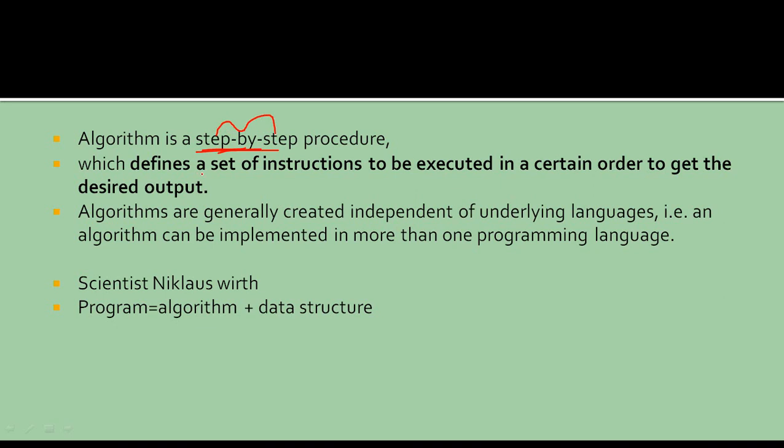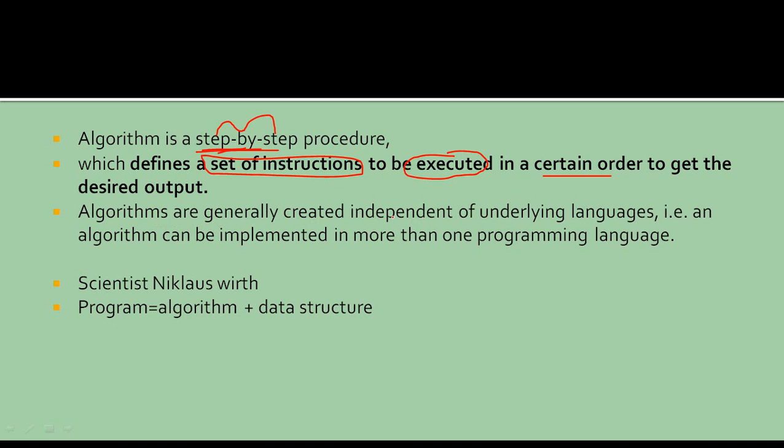Okay, now an algorithm defines a set of instructions. What does that mean? A set of instructions to be executed in a certain order. A set of instructions means there is a bulk of instructions called a program. To be executed means to process those instructions in a certain order. To get an output, we need to perform instructions in a sequential manner. Okay, so that is an algorithm.